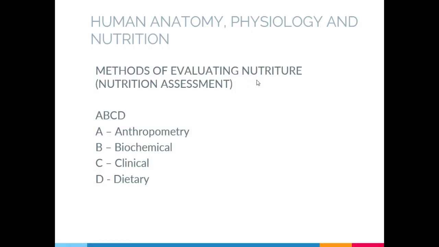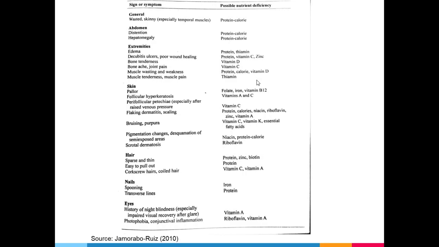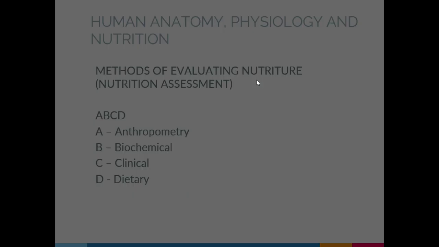Okay, let's proceed to the methods of evaluating nutritional status or methods of evaluating nutriture. This is what we call nutrition assessment. We will have a separate chapter for this one, chapter 3, but I'd like to introduce to you the four methods of nutrition assessment. We have anthropometric, biochemical, clinical, and dietary.